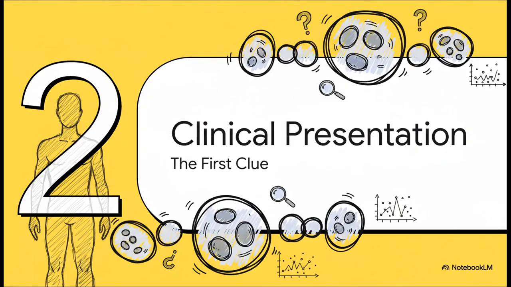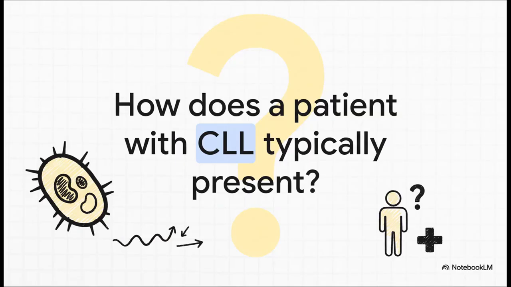Okay, so how does this disease actually pop up in the clinic? What's that very first clue that tells you a patient might have CLL? Just take a second to think about it. The word leukemia sounds pretty dramatic, right? You might be expecting a really obvious, severe presentation. But what does that typical patient story actually look like?